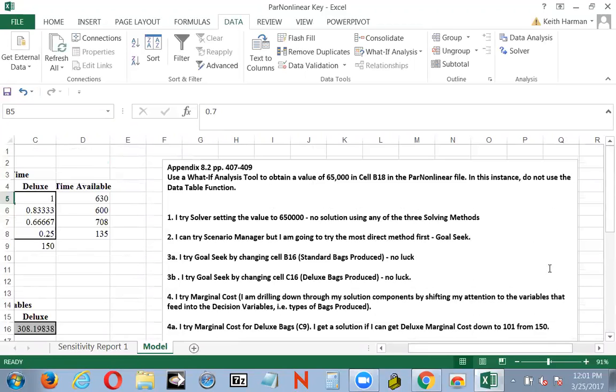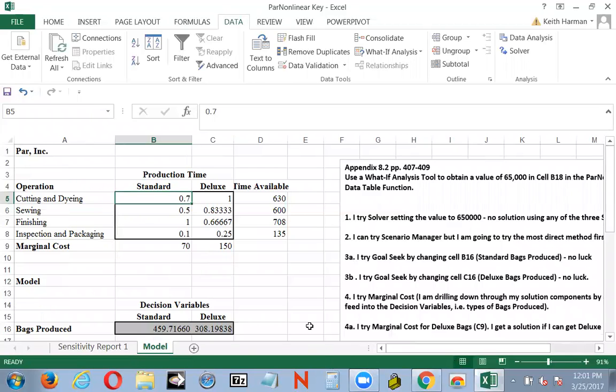So that's it as far as the nonlinear part. That's what was due. And I was looking for you to find reducing the marginal cost for standard bags to 37, leaving deluxe fixed at 150, or change the deluxe to 101, leaving the marginal cost for standard at 70.